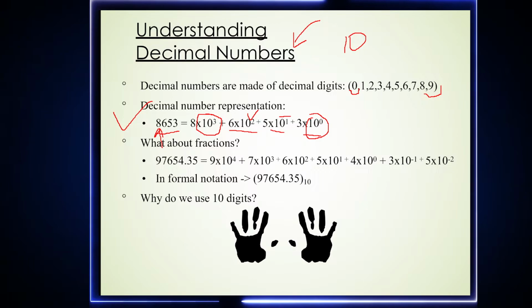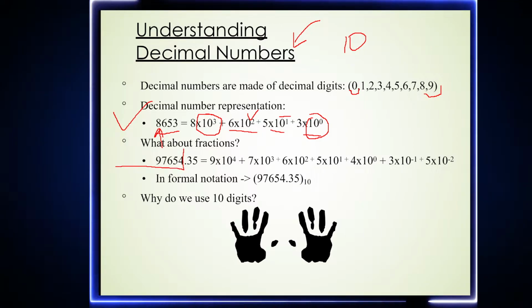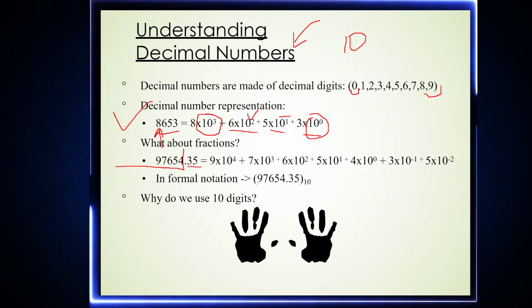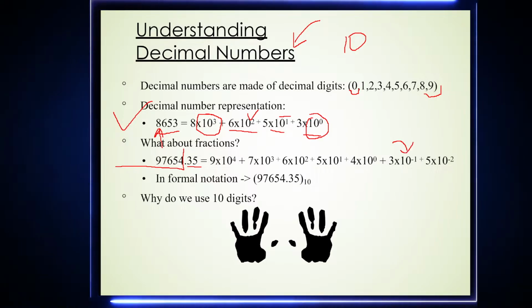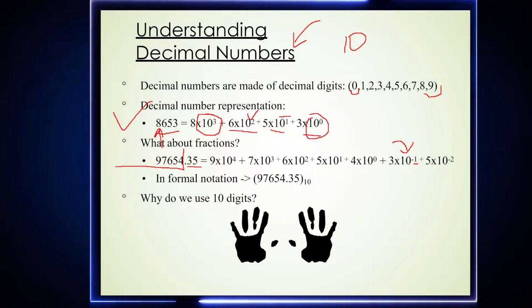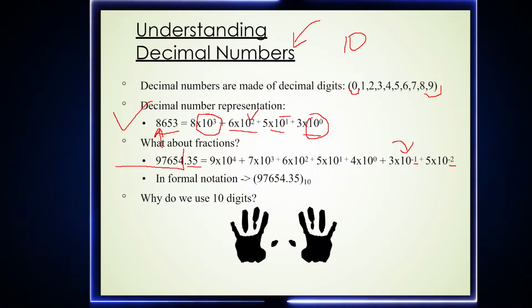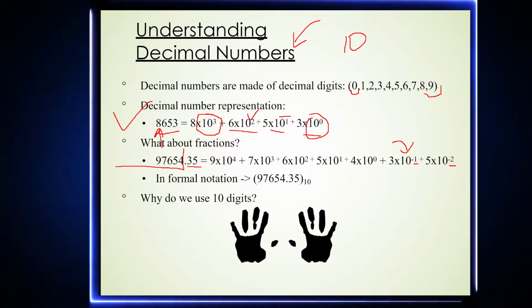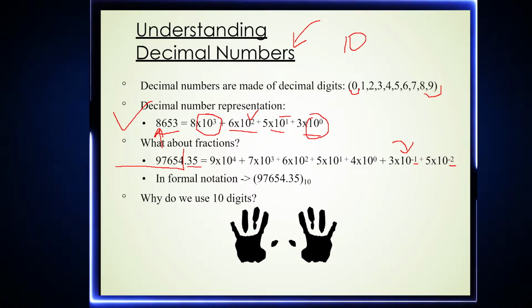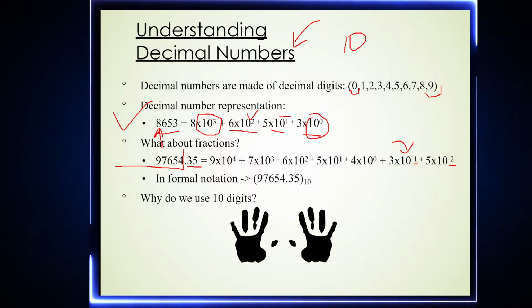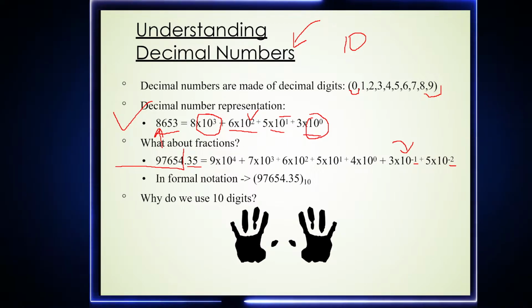In case of fractions, we all know before the decimal point, this is how we represent it. But after the decimal point, we represent it in this manner. That is 10 raised to minus 1, 10 raised to minus 2, and so on and so forth. It goes on after the decimal point, right? So this is just a simple decimal number representation of a complete number and of a decimal number, right?